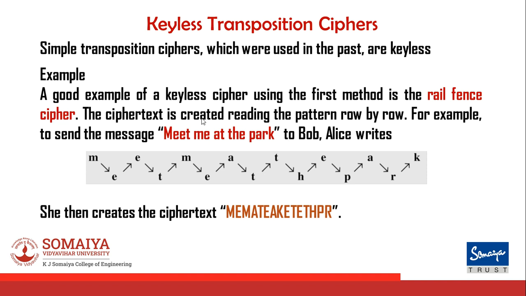The simplest keyless transposition is the rail fence cipher. What exactly is the rail fence cipher? Suppose my message is "meet me at the park". I will write it in the form of a rail fence, so "meet me" in one step. Like this, I'll write this particular one. While collecting the ciphertext, I collect the first row and then the second row. If I collect it, I get this, which is my ciphertext. This is keyless, because no key is used and I'm just shuffling the positions, like this.